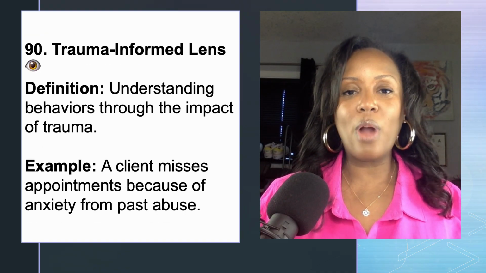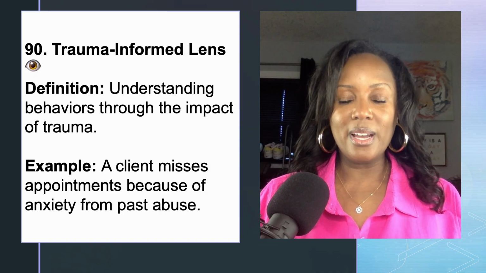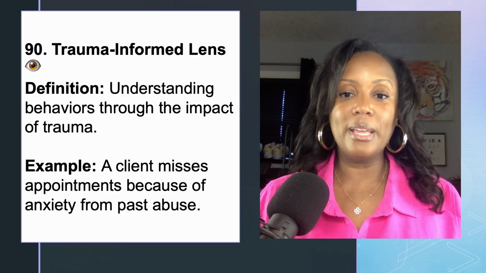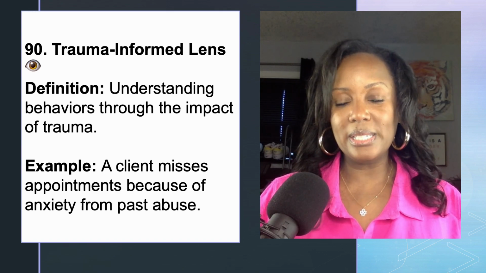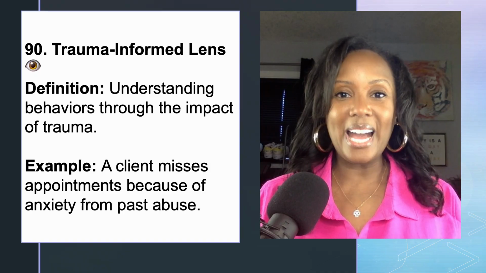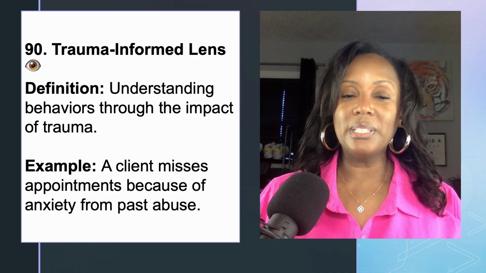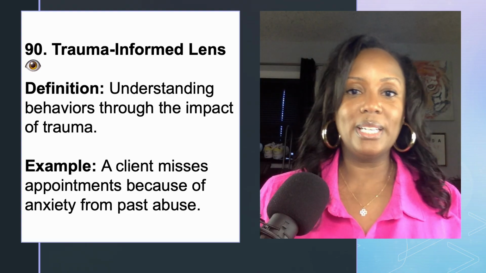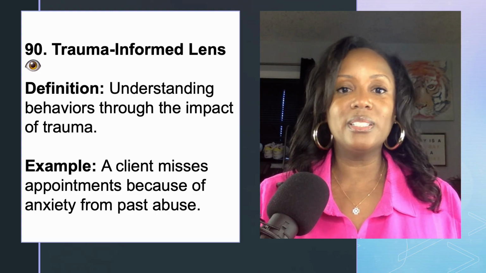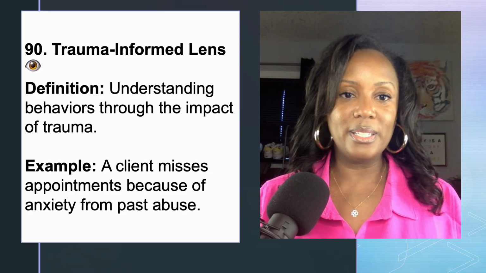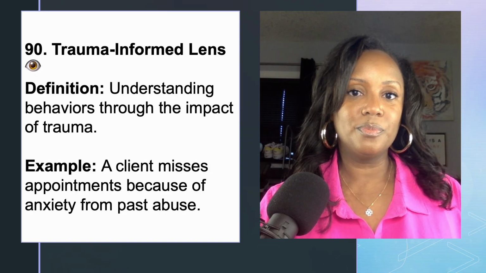Term 90 is trauma-informed lens. This means that we understand our client and their behaviors through the impact of the trauma that they've experienced. An example would be a client missing appointments because of anxiety triggered by past abuse. Before labeling someone as non-compliant or lazy, we have to ask what happened to them and understand the effects. A trauma-informed lens changes the way we treat our clients who struggle with addiction.